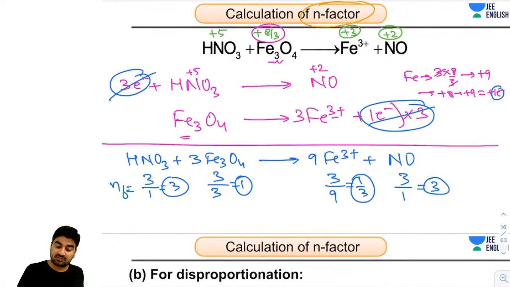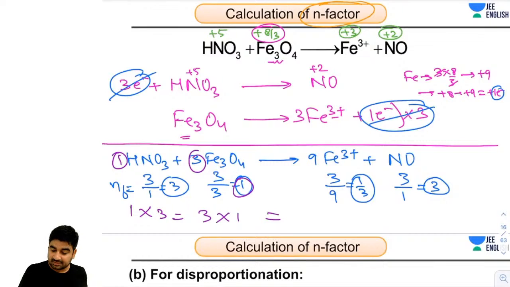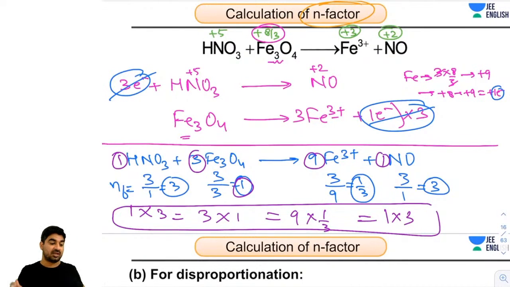Here if you want to verify the law of chemical equivalence, we can do it as well. So there is 1 electron, so 1 into 3. There are 3 electrons, 3 into 1. There are 9, 9 into 1/3. There is 1, 1 into 3. So guys, from here you will get equivalents. The equivalents of each reactant will be equal to the equivalents of each product.